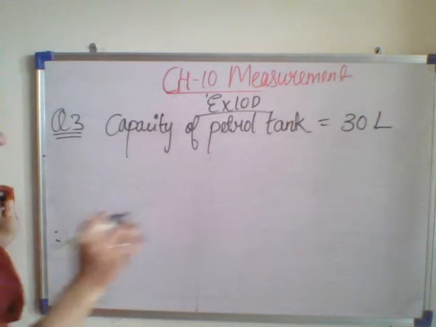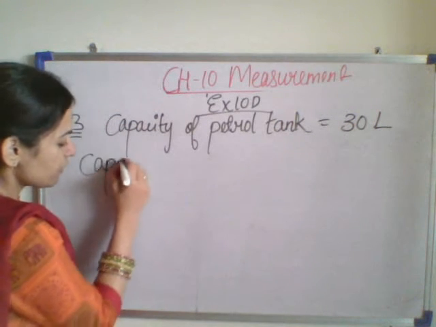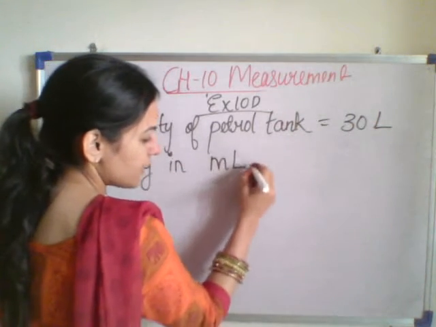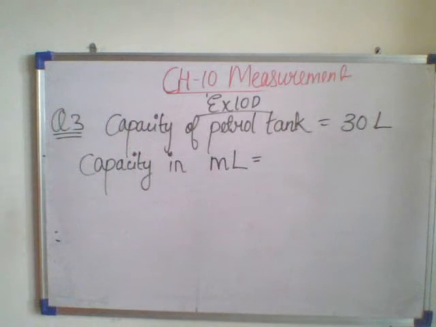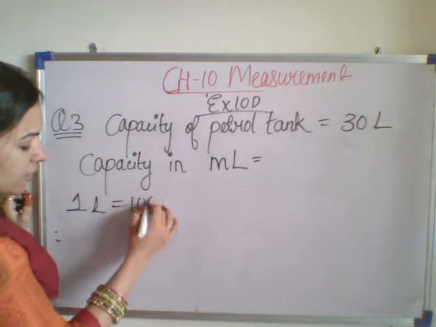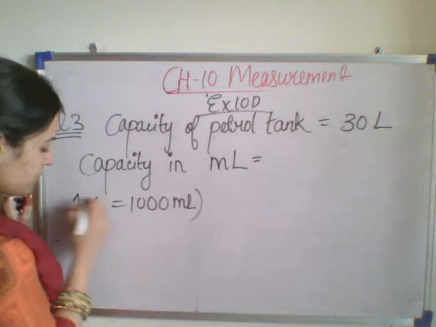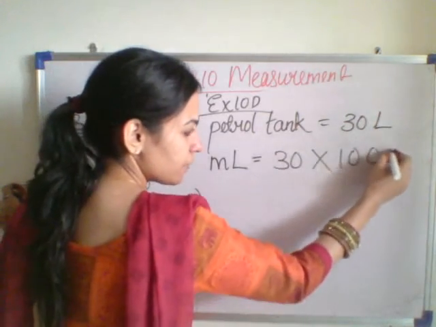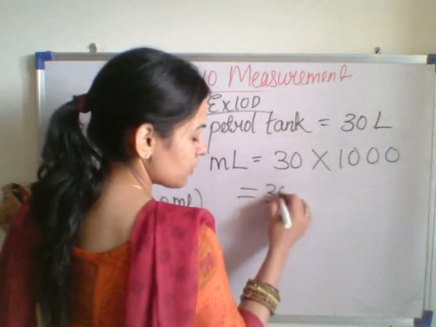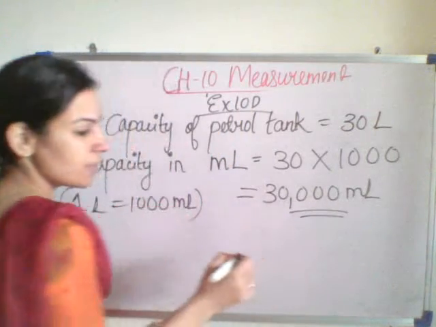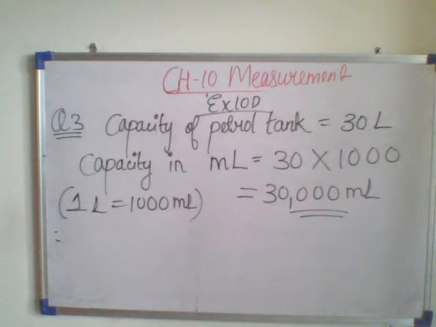We have to find its capacity in milliliters. So 1 liter has 1000 milliliter. So 30, we will be multiplying it with the 1000. So 30,000 milliliter is the capacity of the tank.